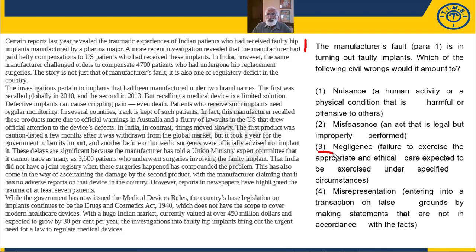4, misrepresentation. But to say misrepresentation, we have to consider what they told people, what kind of brochures they had, what kind of publicity input did they provide. We are not told all that. So we can't actually talk about misrepresentation here. So very clearly the answer here is negligence. Okay. Let's look at the next question.